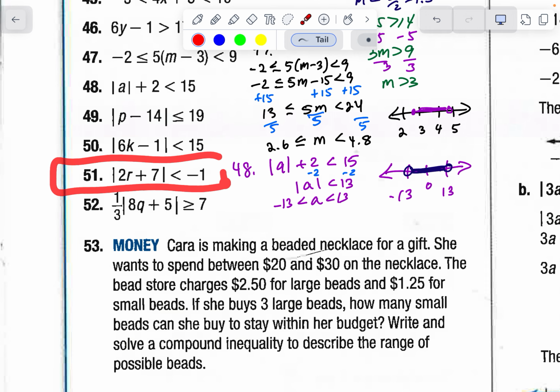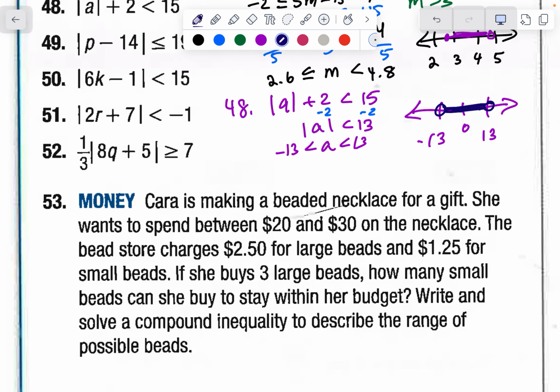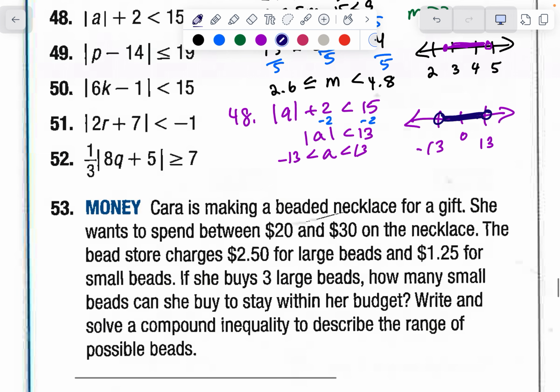For 50, okay? I want to look at 51. 51 says that an absolute value is less than -1. An absolute value represents a positive quantity. It's a distance. Is a positive less than a negative? No. So this one is no solution.